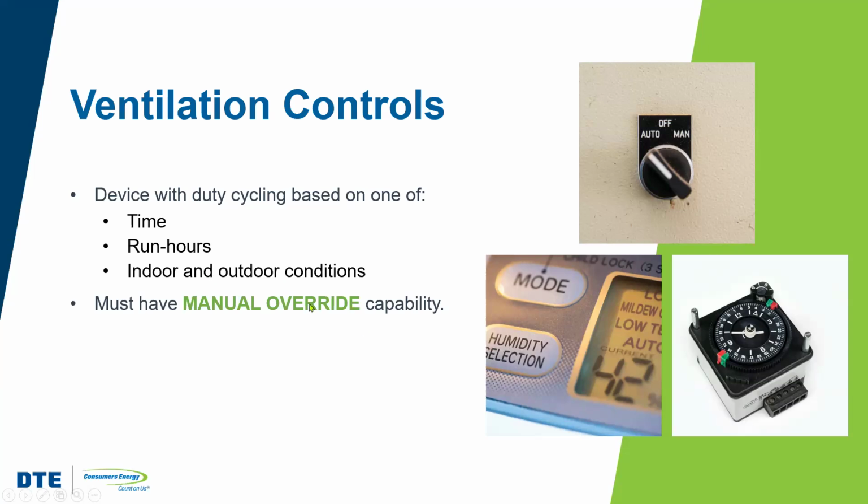The code requires that those systems have a manual override capability, meaning the homeowner needs to be able to go up to the controller and tell it to stop, or tell it to start, or tell it to change levels. Right? We need to be able to have an override there.